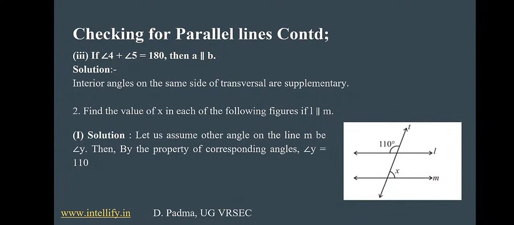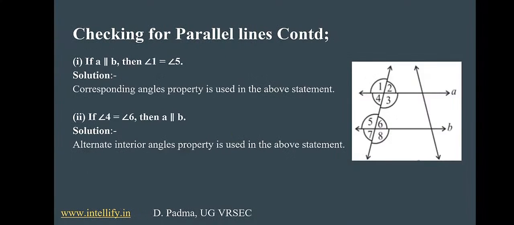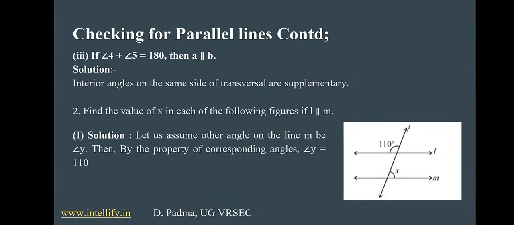And the next one is, if angle 4 plus angle 5 equals 180, then A is parallel to B. Here we can say angle 4 plus angle 5 equals 180. It means these are a linear pair, meaning supplementary angles. If the interior angles on the same side of the transversal are supplementary, then the two lines are parallel.